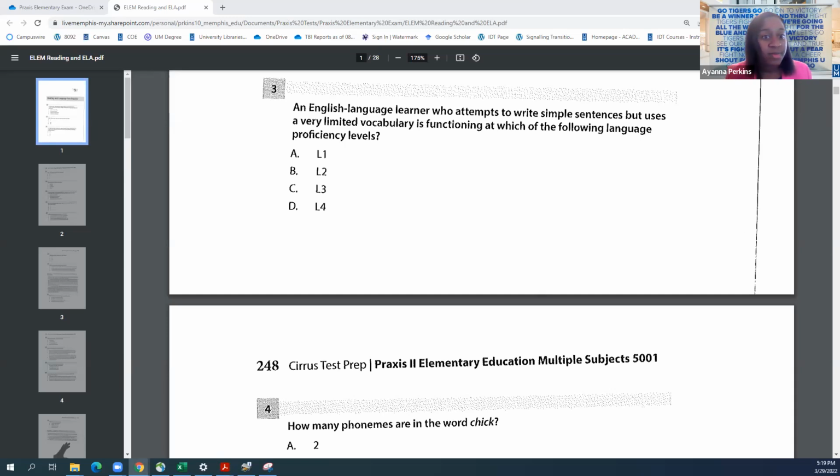All right. For the purpose of time, I'm going to go ahead and walk through some of the other literature and informational texts, and then we're going to close it out. All right. So I'm going to stop share. So much information to cover, so little time.